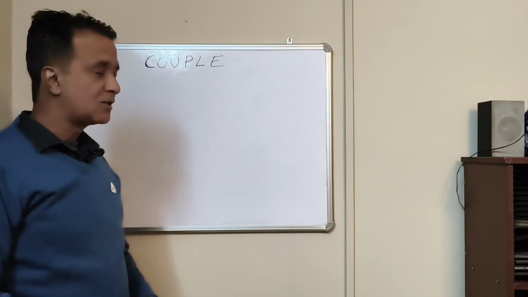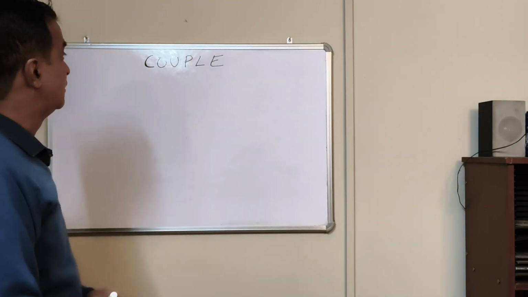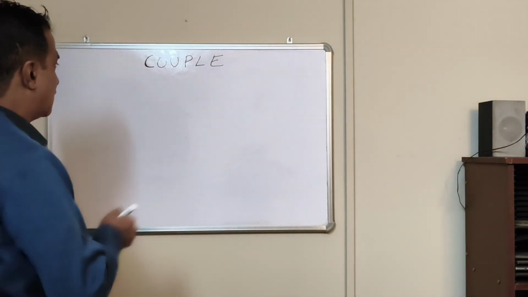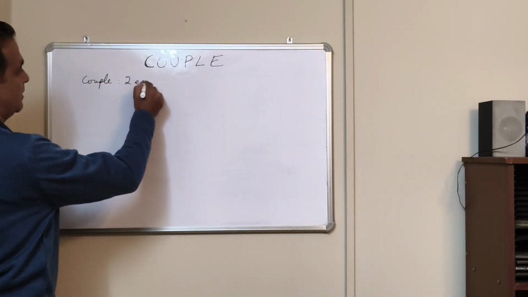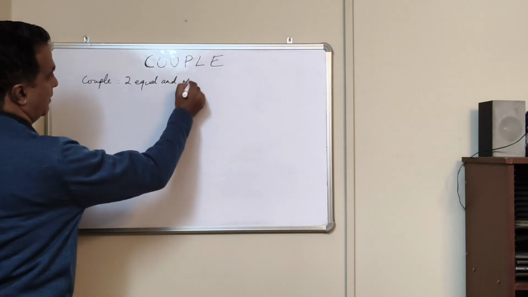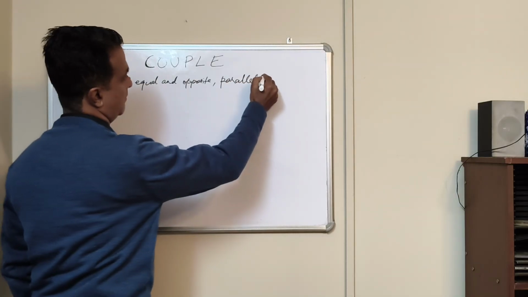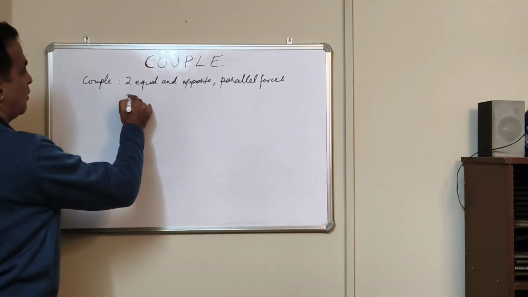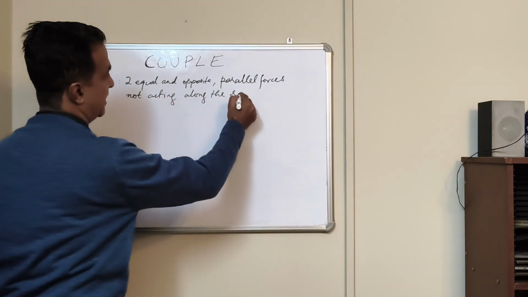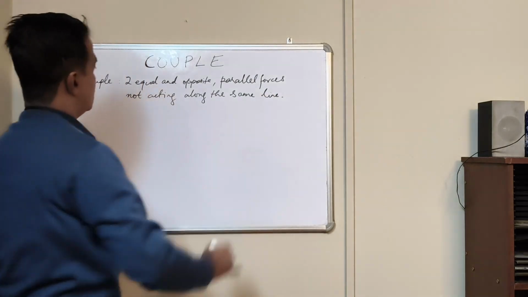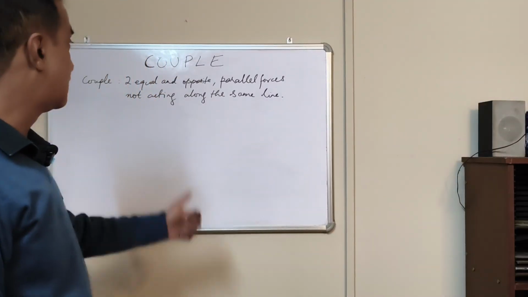Students, the topic for us to understand in this video is a couple and the movement of a couple. Now first let's try to define what a couple is. A couple basically means two equal and opposite parallel forces not acting along the same line. So two equal and opposite parallel forces not acting along the same line constitute what is known as a couple.